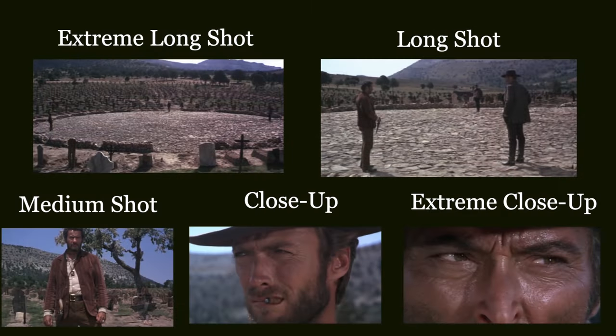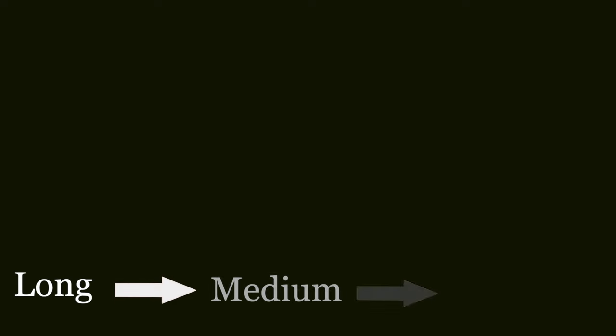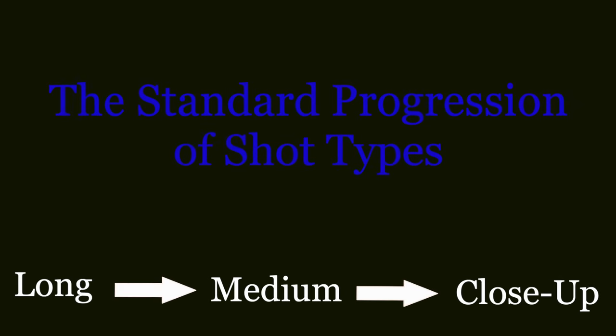While there are several others that can be added to this list, these five create the basic foundation of shot type choices in cinematography. Typically, scenes will follow a standard progression, starting with some type of long shot at the beginning of the scene, then moving into medium shots, before moving into the close-ups. This progression of shot types, moving from far away to close-up, has become a standard formula in most films.